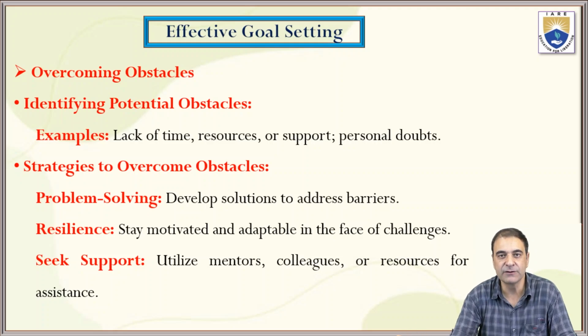If you want to achieve a goal, if you set a process for this goal setting, first and foremost, identify the hurdle, identify the potential obstacle. It can be lack of time, it can be resources, it can be support, or it can be personal doubt. When you identify it, then you can work on it, improve it, mold it, or modify it. That's very important.